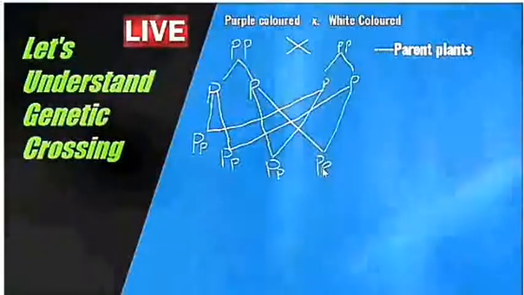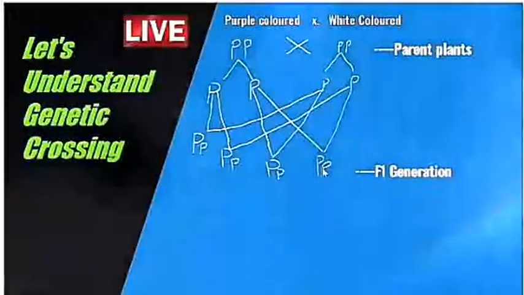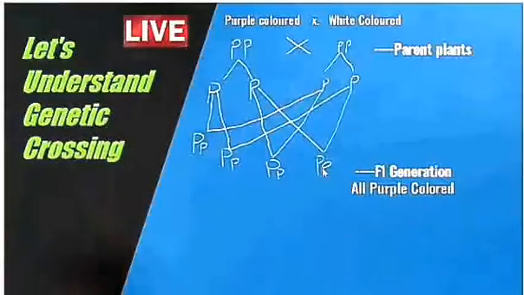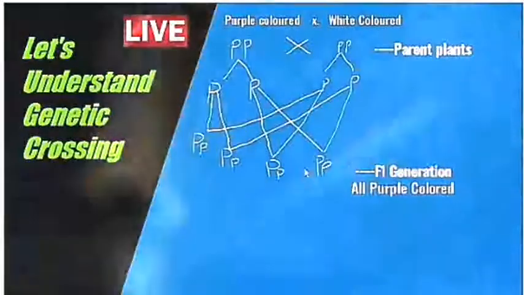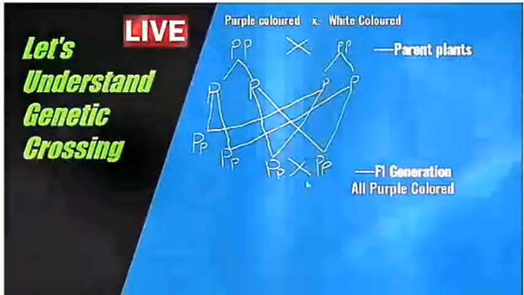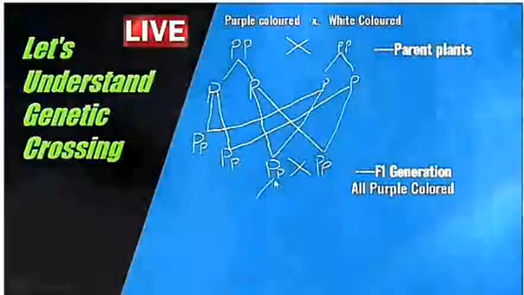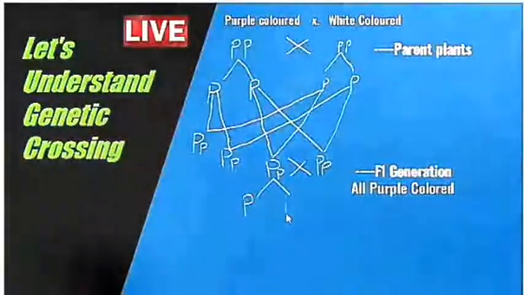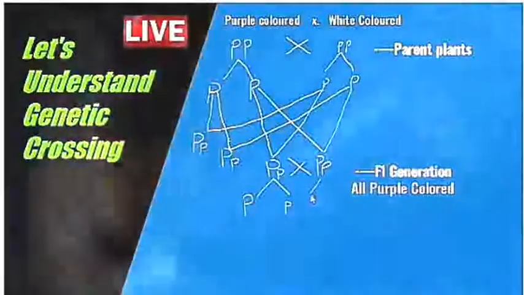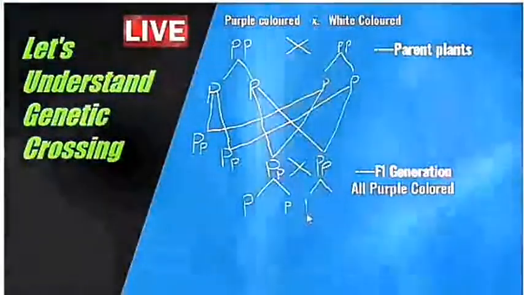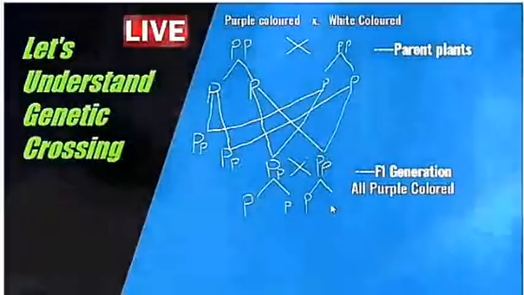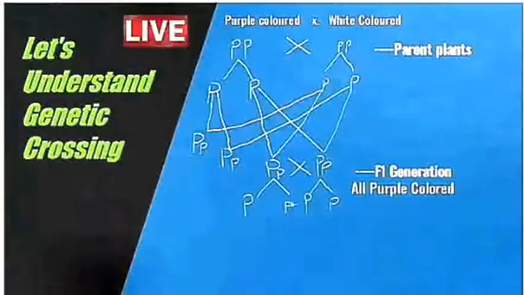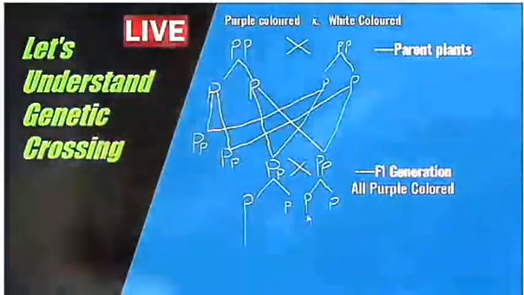So we can see that all the plants have both the allele for purple flower and the allele for white flower, but they all have purple color in the F1 generation. So let's cross two plants from this F1 generation and see what the result will be. The alleles are separated now. Let's do the crossing and see what we will get.